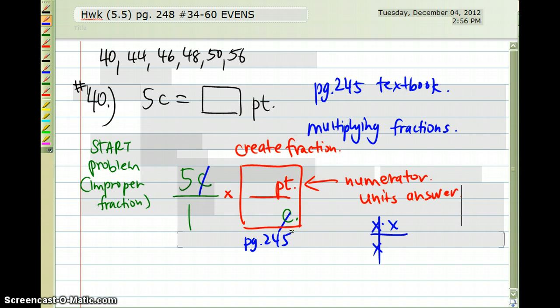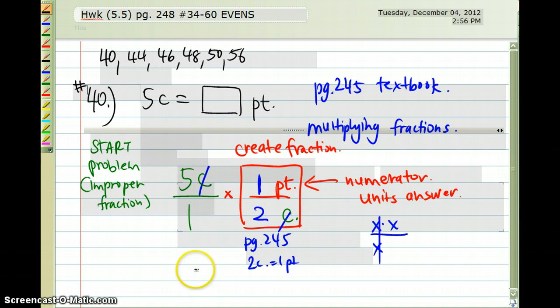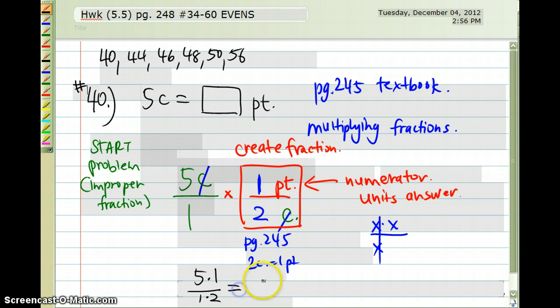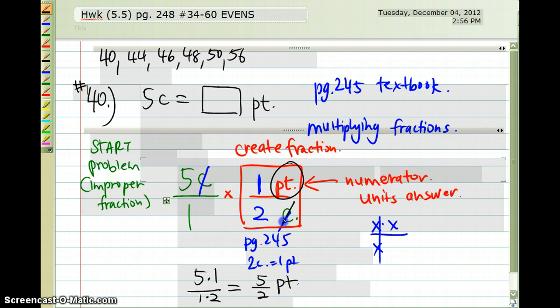Now, how many cups are in a pint? There are actually 2 cups for every 1 pint, meaning I will write 1 for the pint and 2 for the cups. So now I have this fraction, 5 over 1 times 1 over 2, and then I would just multiply across. So I would multiply 5 times 1 and 1 times 2 in my denominator, giving me the answer 5 over 2. Pints is what's left over, and you'll see the units right here where the cups have already canceled, and that would be my answer.